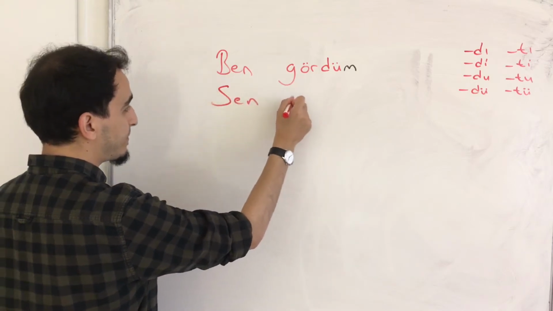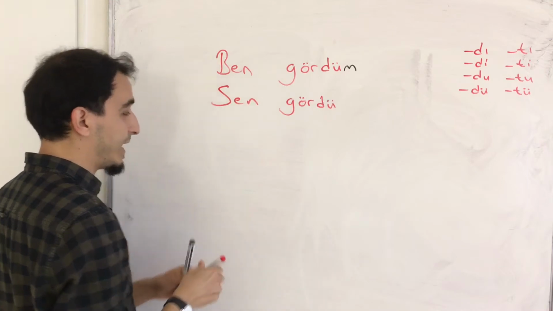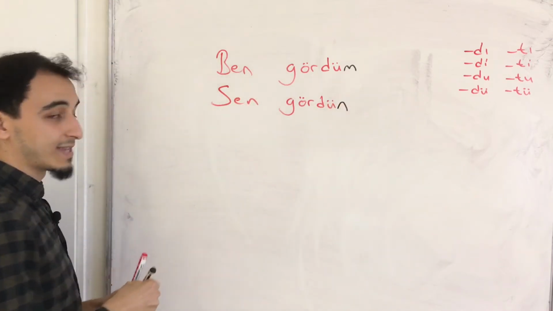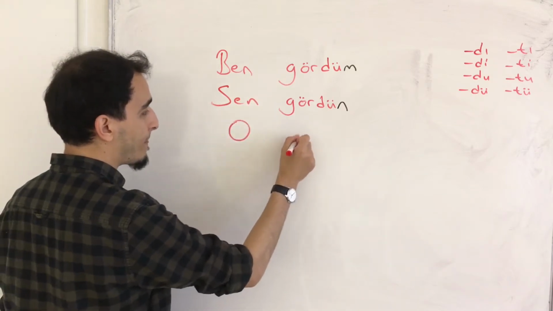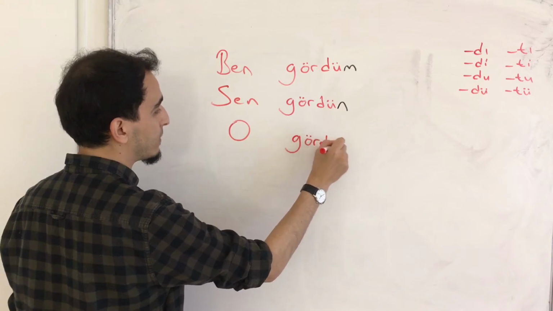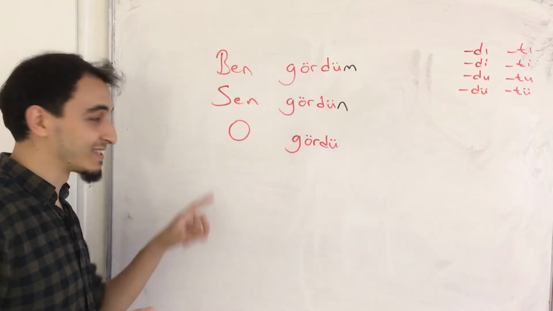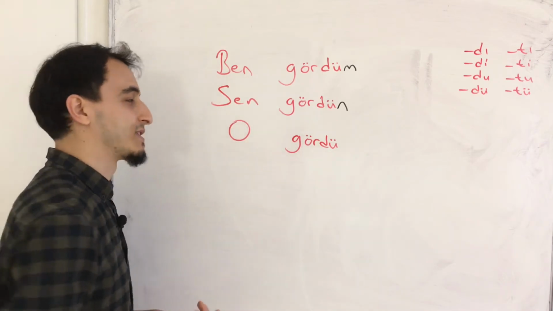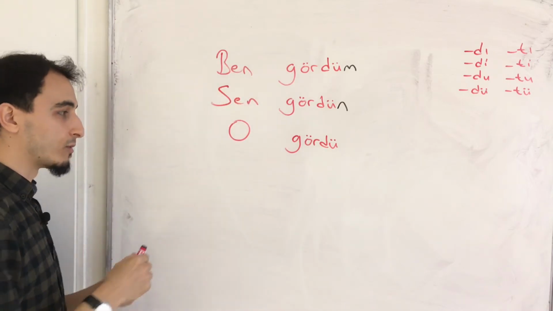Sen gör. Any guess? Evet. Sen gördün. Sen gördün. O gördü. Is it okay this way? Yes, it is because it's third person. Tamam mı? So we don't need any personal suffix for this. Ben gördüm, sen gördün, o gördü.